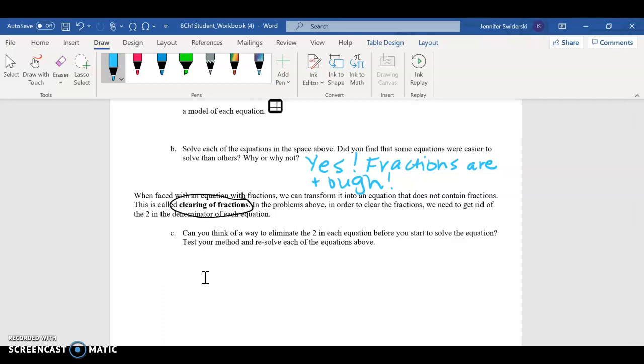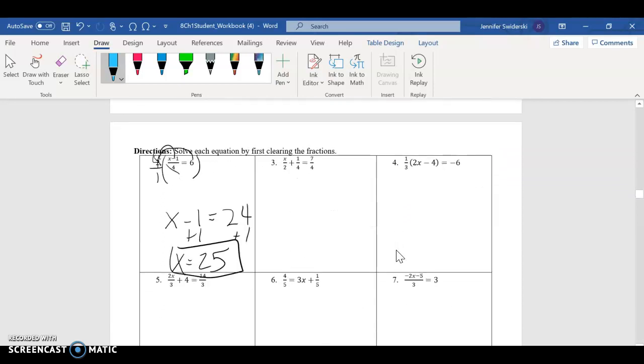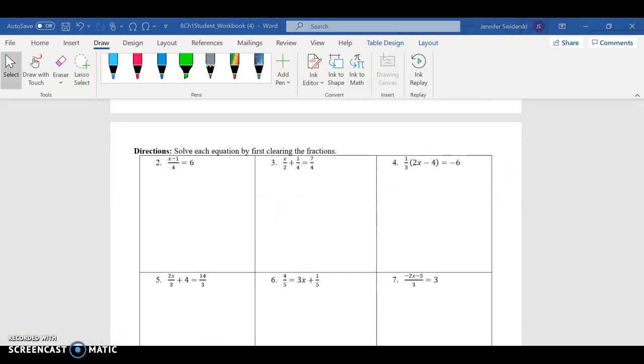In the problems above, in order to clear the fractions, we had to get rid of that 2 in the denominator of each. So let's go down here real quick. To clear the fraction, I'm going to look and see, okay, what's on my denominator? Here is a 4. In order to get rid of that 4, I'm going to multiply everything. First step is put everything in parentheses. I'm going to multiply everything in parentheses by 4. Watch what happens here. This 4 is going to be multiplied to the x minus 1 over 4 and to the 6. So the easiest part of this for me is to bring down that equal sign.